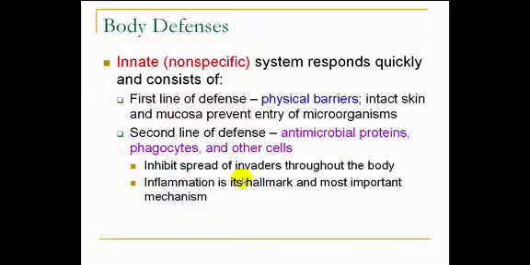So the purpose of your second line of defense is to inhibit the spread of invaders throughout the body. So these things try to get at them as soon as they enter the system. And they trigger a localized response. So they try to stop that pathogen or microorganism from getting past that local spot and spreading throughout the body. And inflammation is its hallmark. Basically, inflammation is the process of your second line of defense.